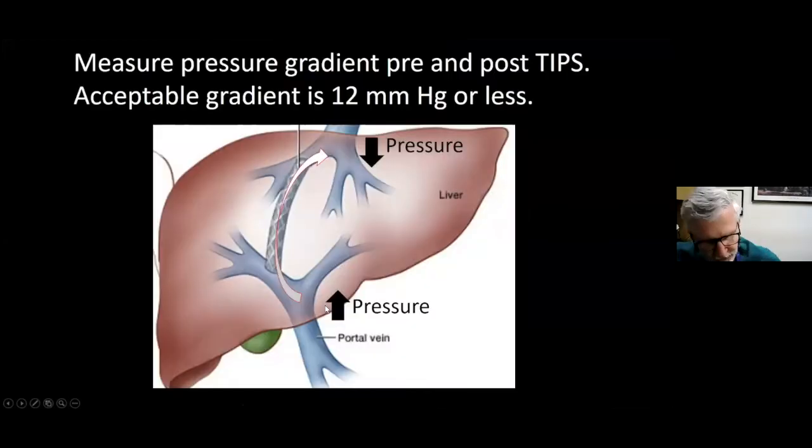And what we're looking for to confirm that we're actually done with our procedure is a pressure gradient between the portal system and the hepatic venous system of 12 millimeters of mercury or less. So, that's the easiest scenario that I just showed you. That's when everything's going great.